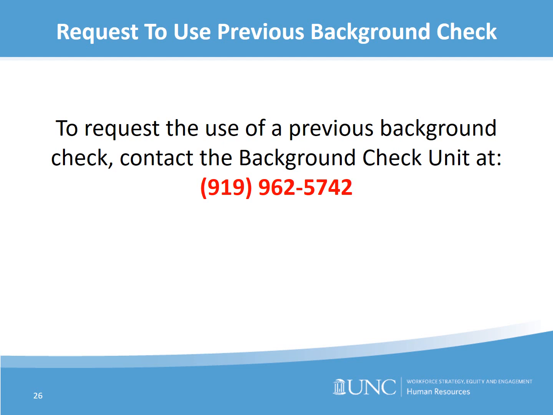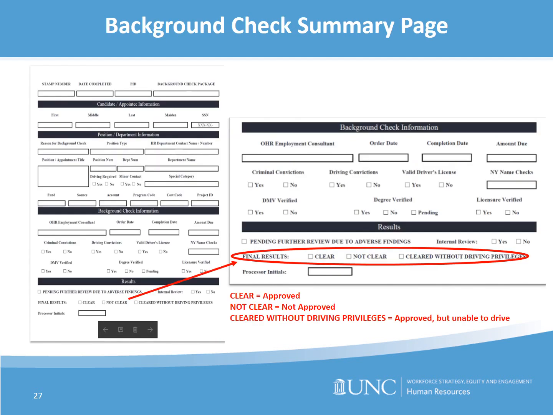The background check unit will then review the previous background check and take all of the above collected information and evaluate the request against the previous background check. Once previous results are evaluated, the background check unit will upload the background check summary page in the CastleBranch system under the Candidate Appointees Documents tab.